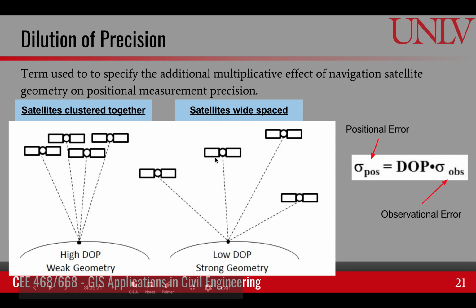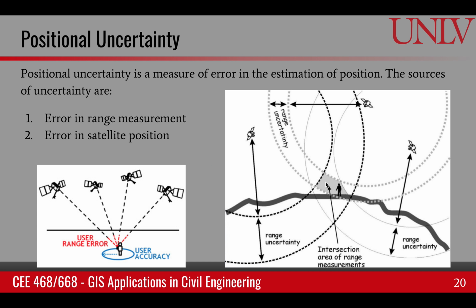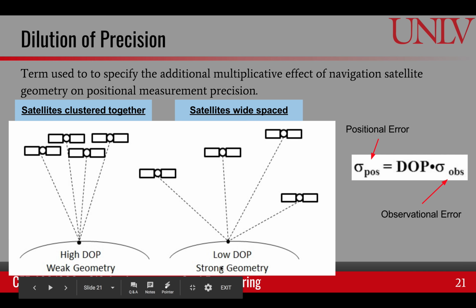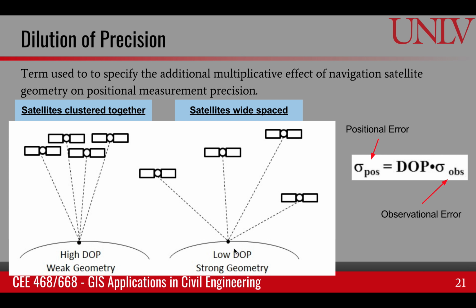Now, on the other hand, if the satellites were widely spaced and these spheres were separated by a significant distance, then the dilution will be low, which means the position is more concentrated. So if we were talking about this little blob, then in case of concentrated satellites, this blob will be much bigger, and in case of widespread satellites, this blob will be smaller. And so this geometry is called the strong geometry, and our position will be more concentrated at a single point.